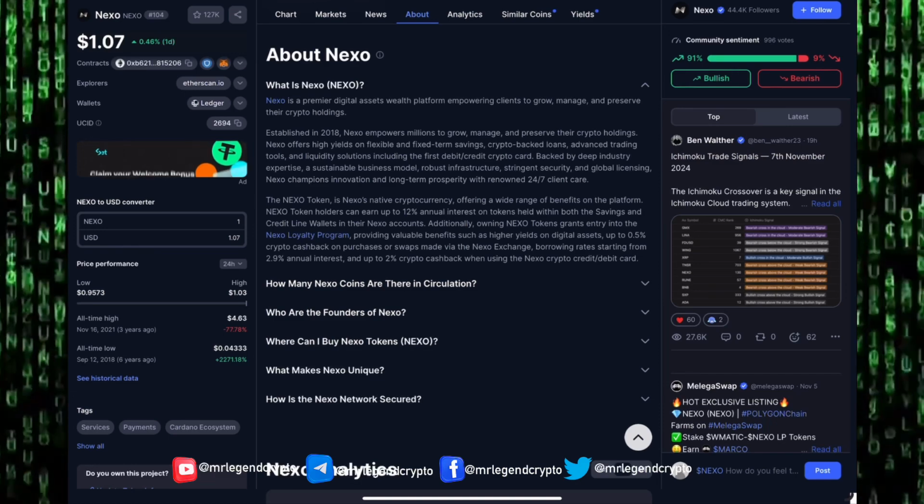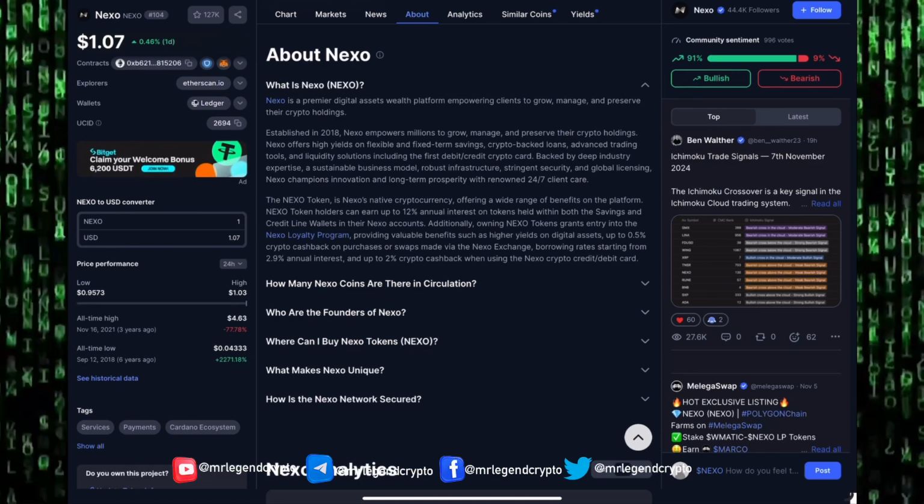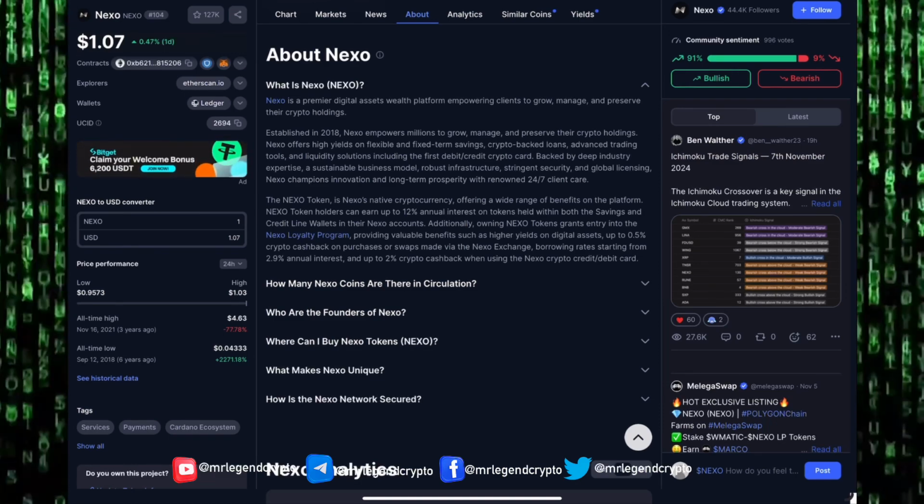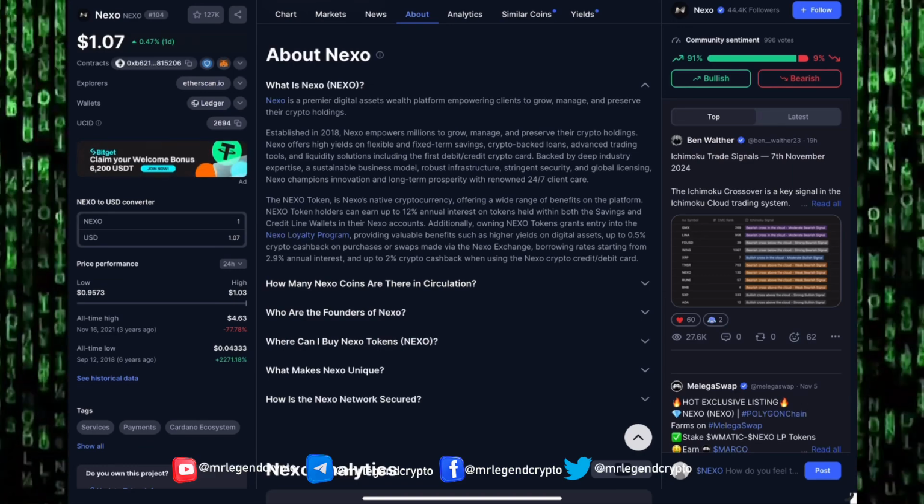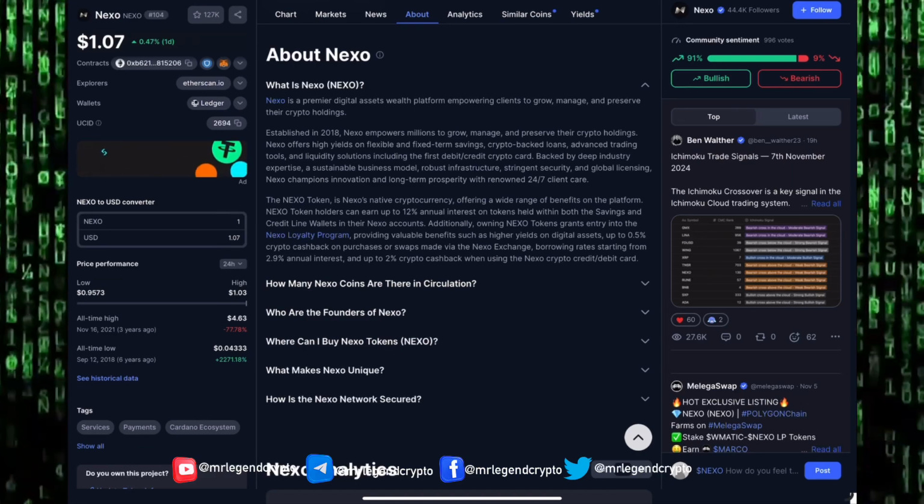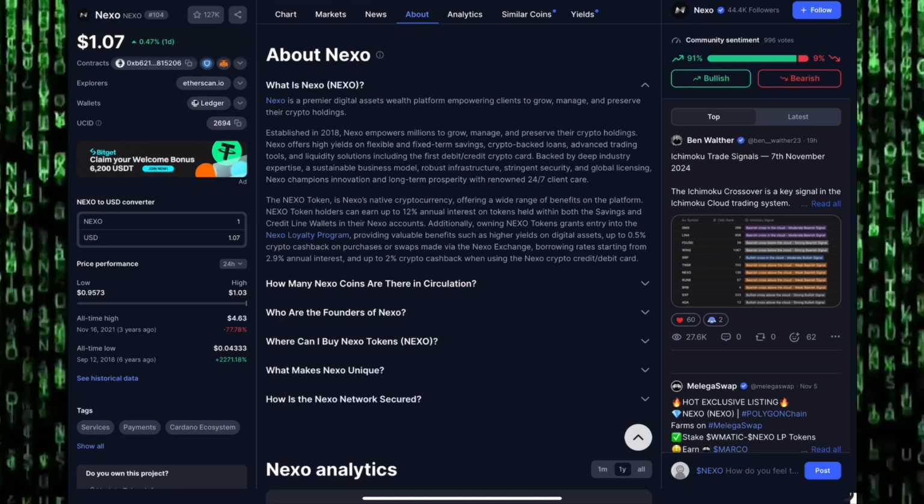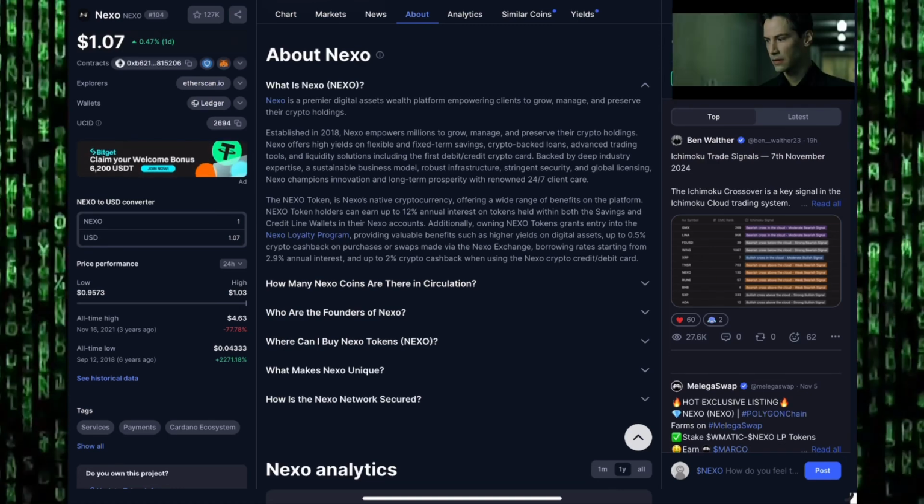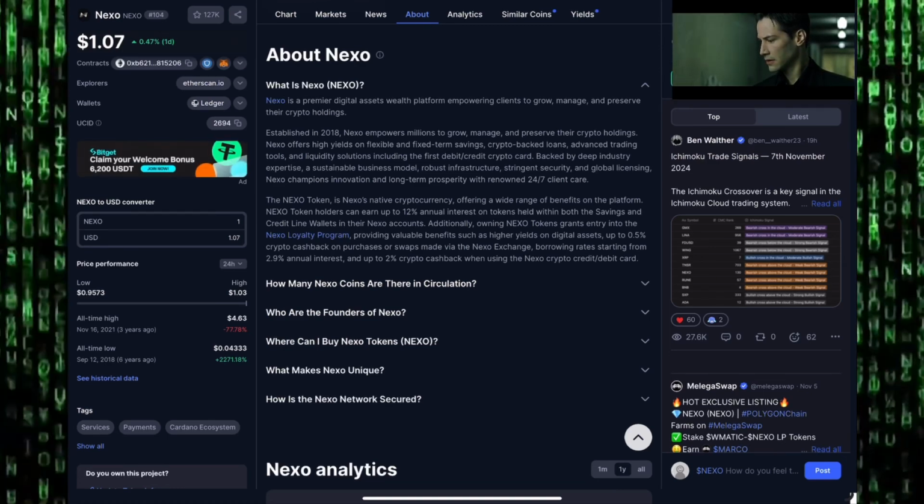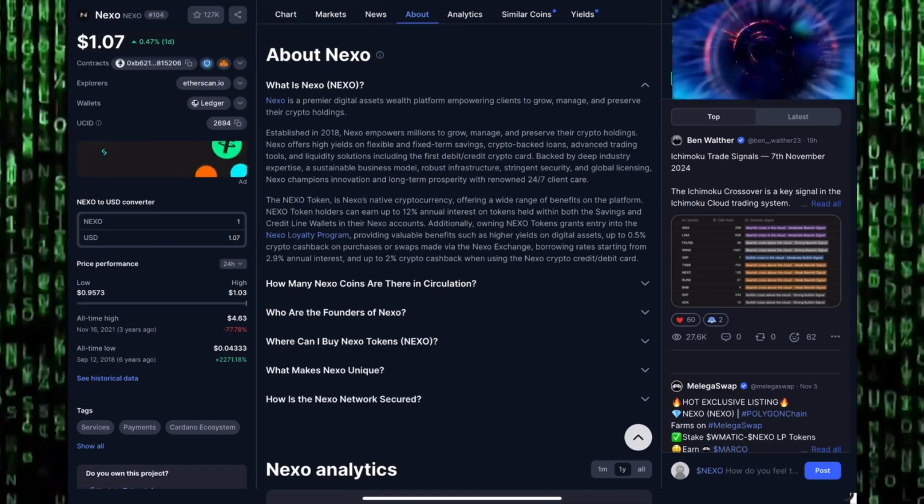Nexo is a premier digital asset wealth platform empowering clients to grow, manage, and preserve their crypto holdings. The Nexo token is Nexo's native cryptocurrency, offering a wide range of benefits on the platform. Nexo token holders can earn up to 12% annual interest on tokens held within both savings and credit line in their wallet in their Nexo account.